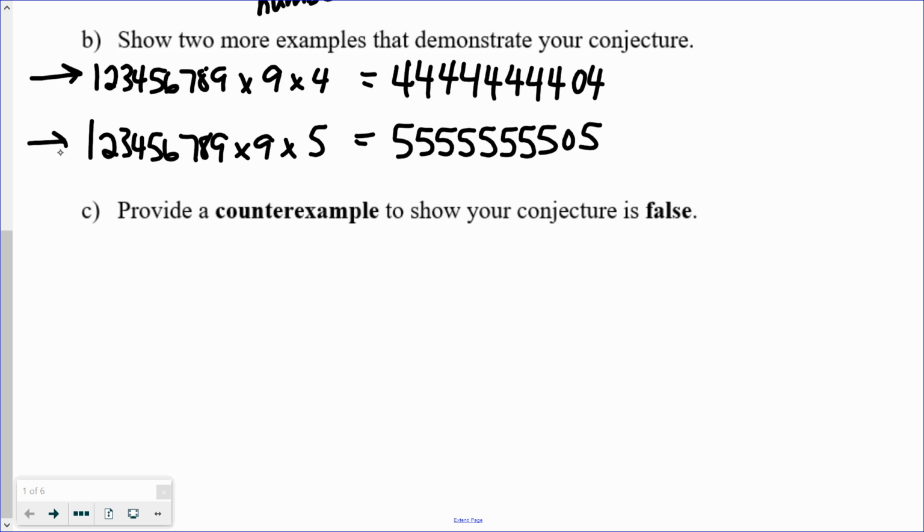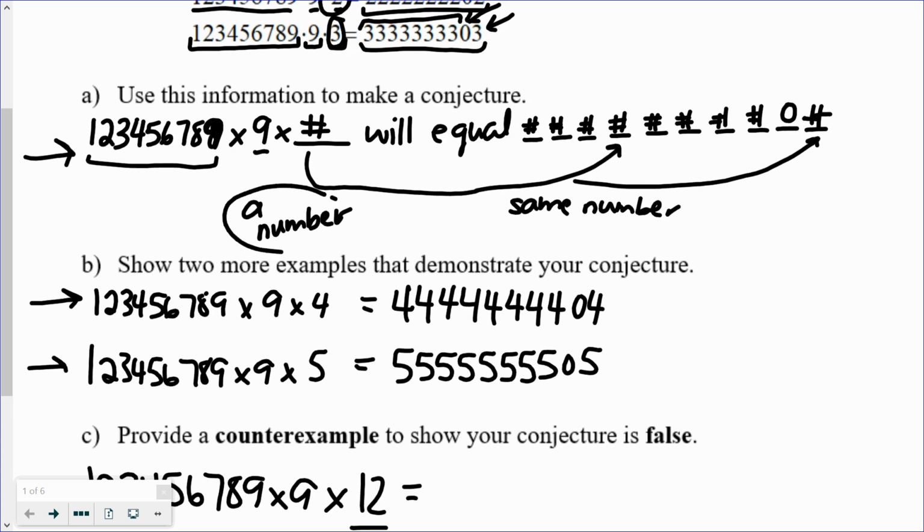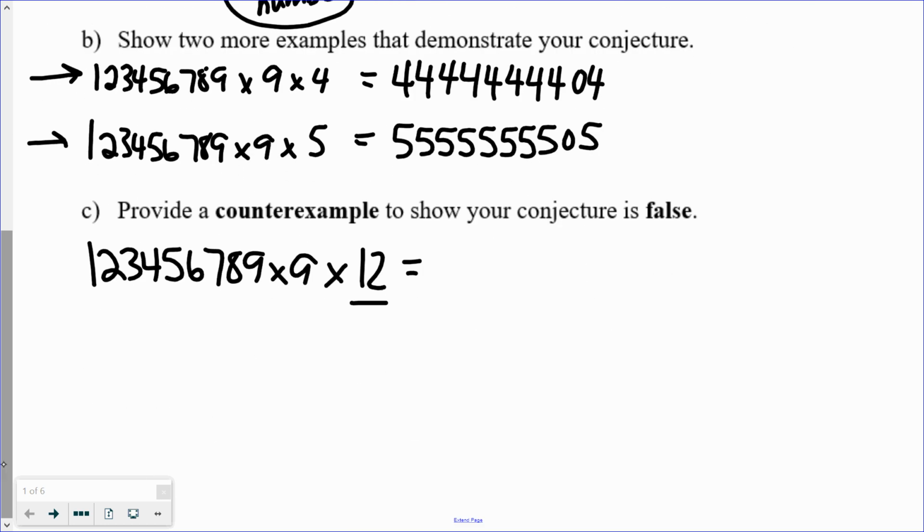It says provide a counterexample to show your conjecture is false. Obviously I wrote my conjecture in a way that it was going to work out false. So I can take 1, 2, 3, 4, 5, 6, 7, 8, 9, multiplied by 9, multiplied by 12. Now the value is 12. Based on the way I wrote the conjecture originally, it should be 12, 12, 12, 12, 12. Okay, that's not going to work out. If I multiply it by 12, what I get is 1, 3, 3.